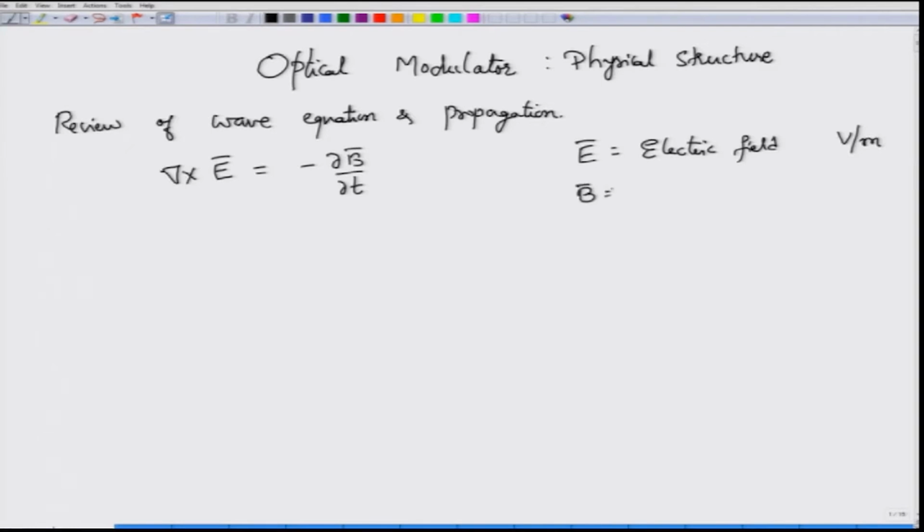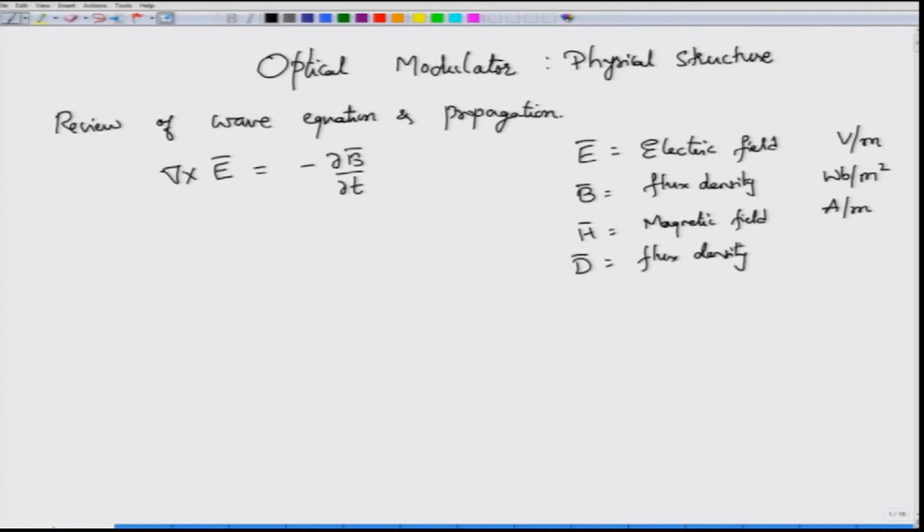You have B, which is called the flux density vector. This is the magnetic flux density vector, and this is measured in Weber per meter square or in Tesla. And then you have 2 more quantities. H is called magnetic field, or sometimes called magnetic field intensity, and this is measured in ampere per meter in the SI units. And finally, you have flux density, which is now electric. This is measured in coulomb per meter square.